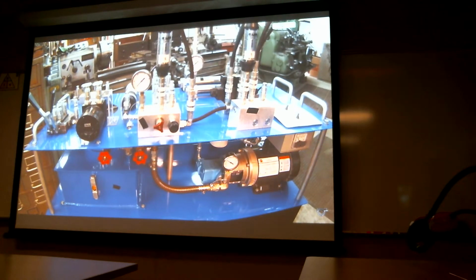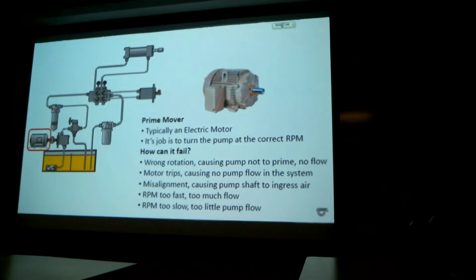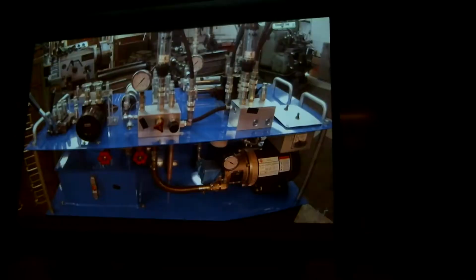So a couple of things, failure modes of your electric motor. Your bearings can go bad inside your electric motor, obviously. When you're in startup condition, you can turn the wrong rotation. It's supposed to turn right-hand rotation, and it can turn left-hand rotation if you wire it wrong. All right.